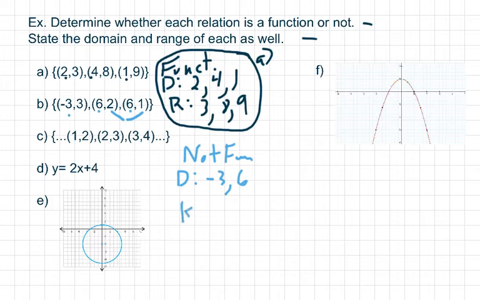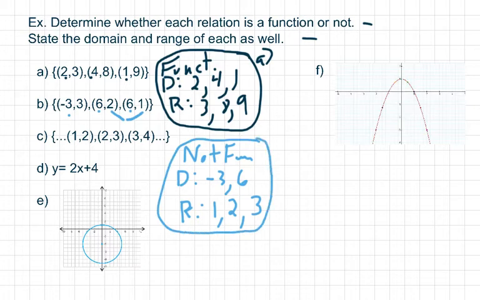Our range, whoops. And you'll see as we get on and we learn how to write domains and ranges that we'll get more detailed about it, okay? And I'll even show you in this question how to write this a bit better. Our range is 1, 2, 3. There's our range. So there's our answer to B.